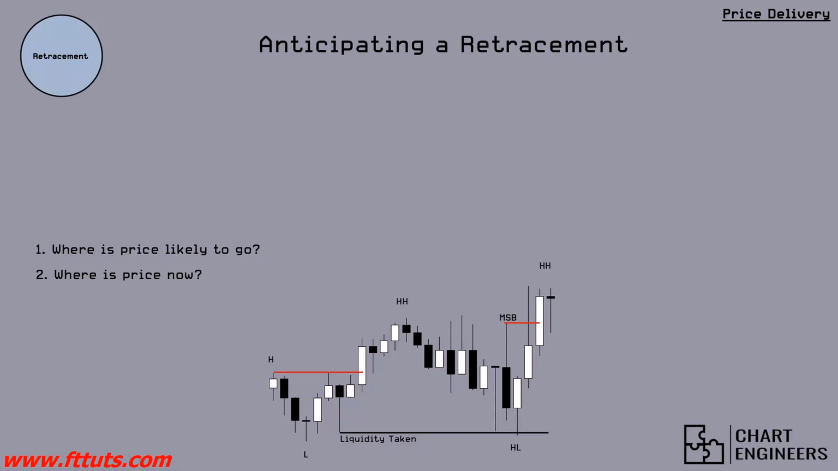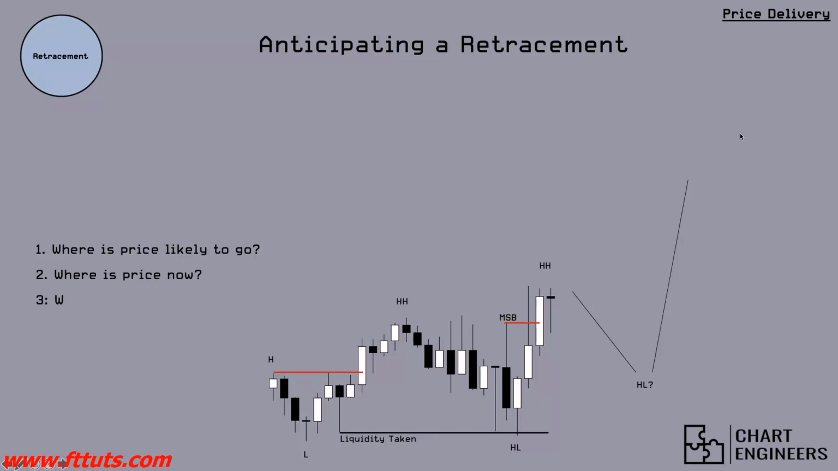Question number 2, where's price now? Price is currently sitting at the higher high, and in an uptrend we can expect a higher low to form. So the higher low could be the retracement. So we can already anticipate a retracement to happen in this case. And here you can see the projection that we can expect, so a higher low for a move higher following the uptrend.